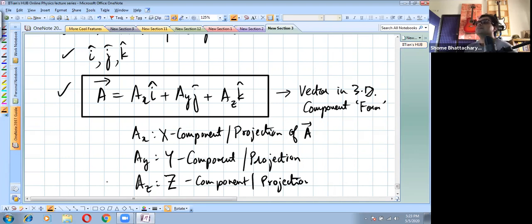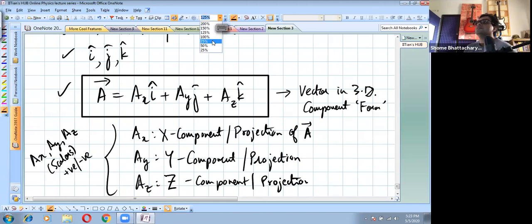And we understand that these quantities Ax, Ay and Az, they are actually scalars. The vector part is in the unit vector. So when we multiply the scalar with the unit vector, the whole thing becomes a vector. Okay, so it's like that. So they are scalars which can be positive or negative. So this is the expression of any vector in three-dimensional component form.